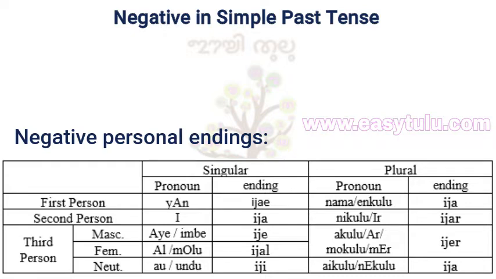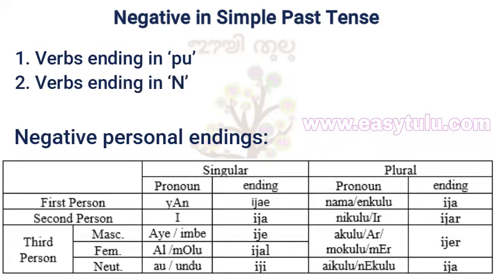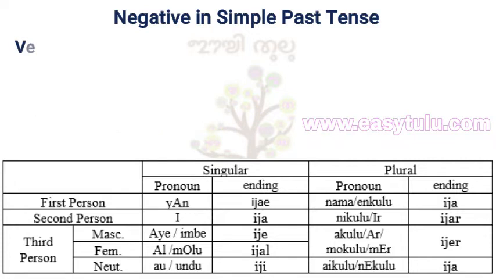Okay, as you know, there are three types of verb conjugations in simple past tense. First one is pu ending verbs. Second one is nu ending verbs. Third one is all other verbs except pu and nu ending. Let us see verbs ending in pu first.